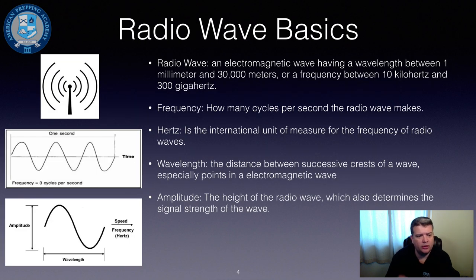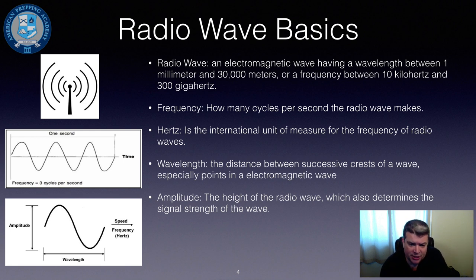All right, so for radio wave basics, a radio wave is defined as an electromagnetic wave having a wavelength between 1 millimeter and 30,000 meters, or a frequency between 10 kilohertz and 300 gigahertz. When you think of waves, you can think of a wave in water. It's a similar kind of thing, but different.